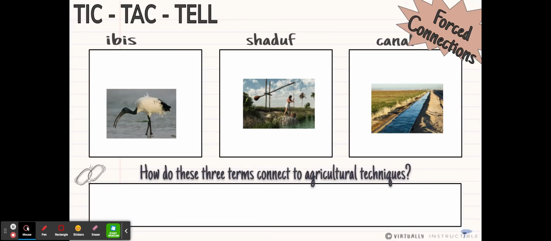Here is an example of having them do forced connections. So the topic here was different types of agricultural or farming techniques in ancient civilizations. And they had to explain. So once they had their tic-tac-tell, their winning 3 terms, they put their terms here and explain how do these terms connect to agricultural techniques.